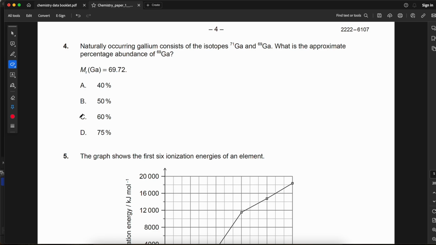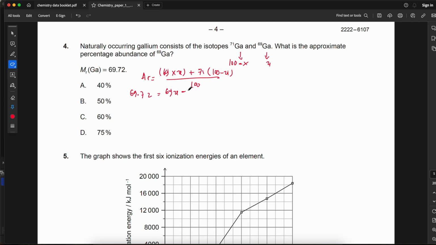Okay, naturally occurring gallium consists of two isotopes, 71Ga and 69Ga. So I will give Ga69 as X, and then this one will be 100 minus X. So when we plug into the formula, that would be 69 times X plus 71 times 100 minus X, divided by 100, equals 69.72.